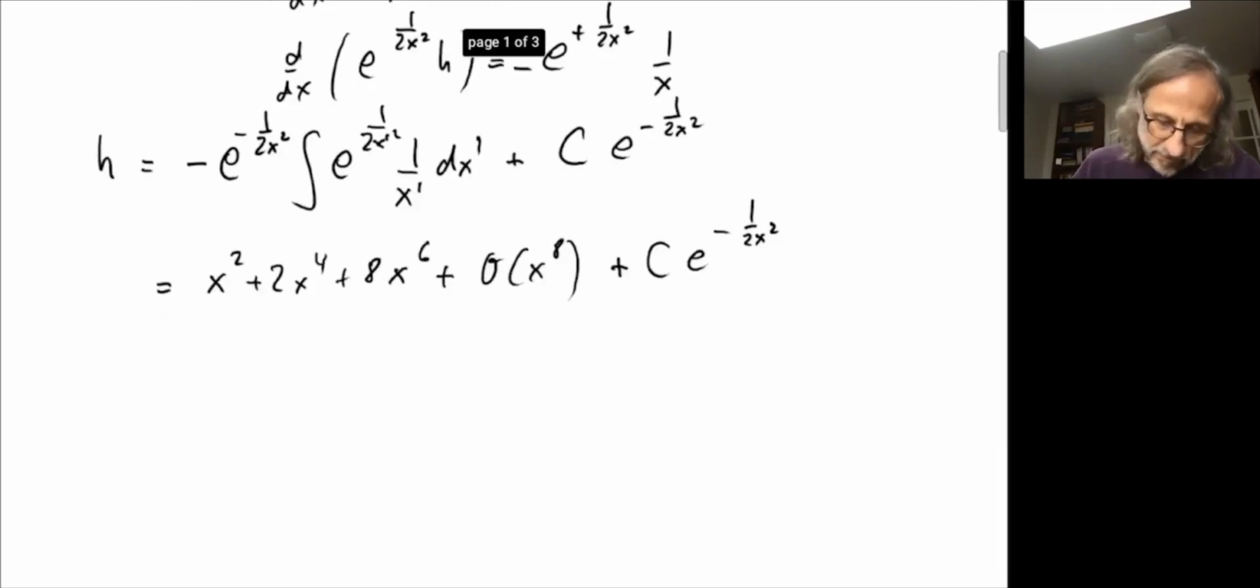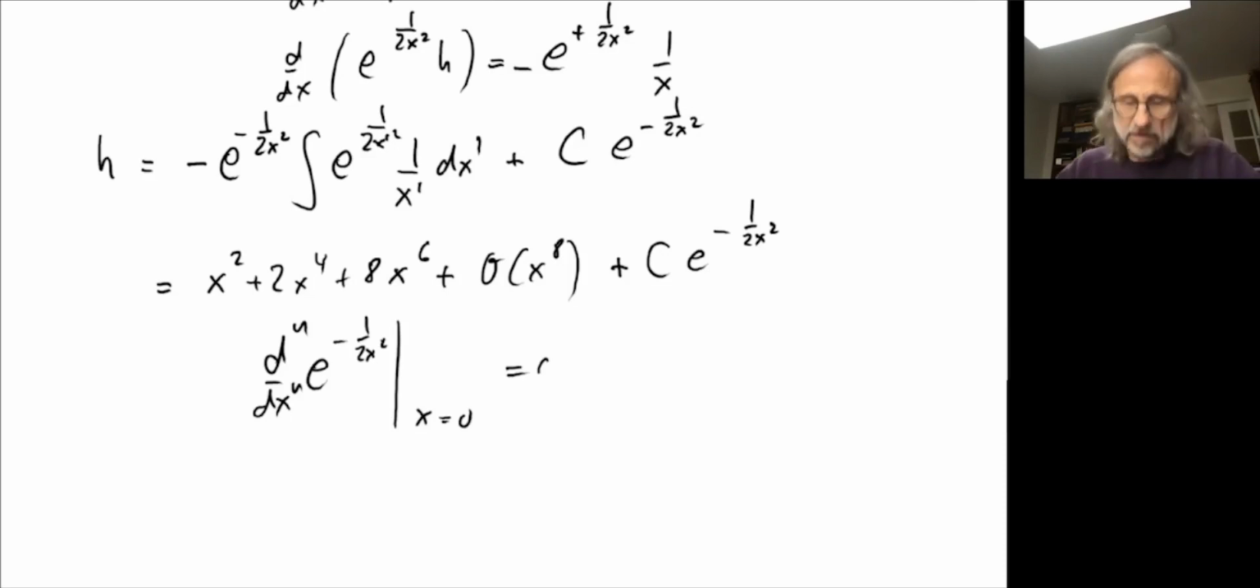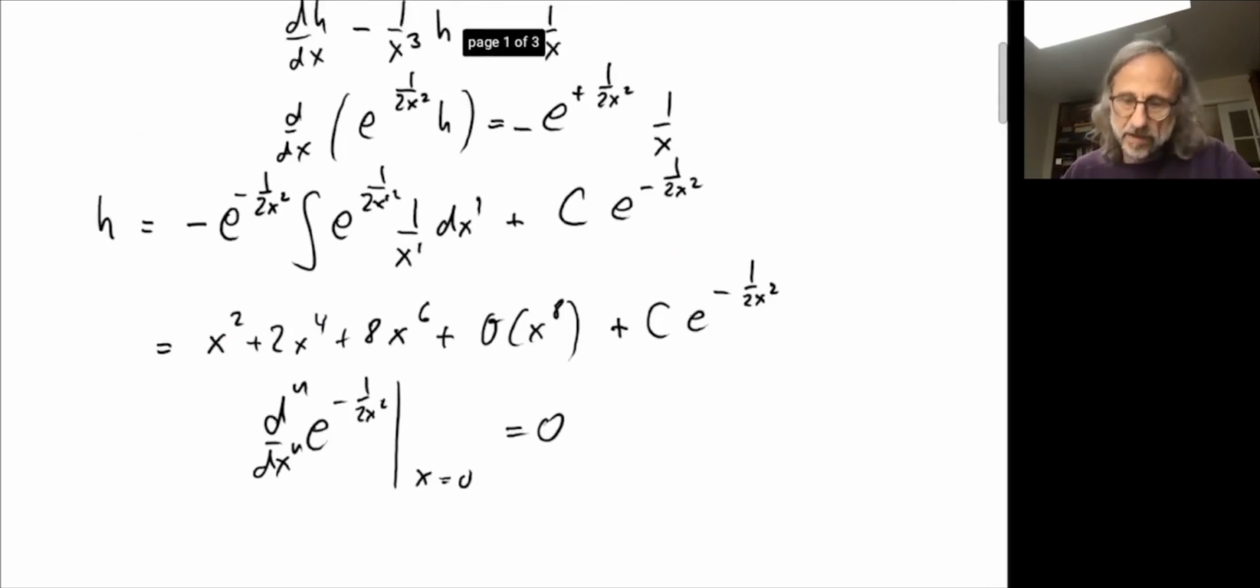And arbitrary derivatives of e to the minus 1 over 2x squared at x equals 0 are equal to 0. So it doesn't matter what this integration constant is. This center manifold is always tangential to the center eigenspace. The purpose of that constant is that you can satisfy arbitrary initial conditions.